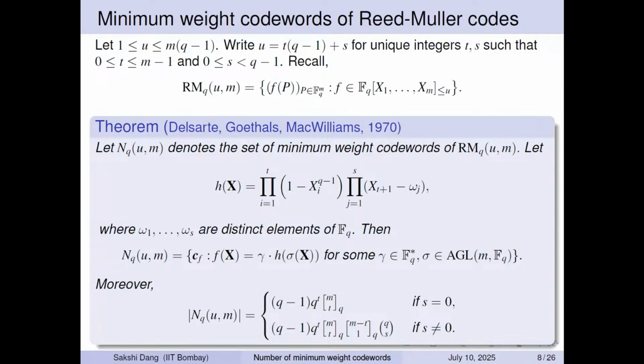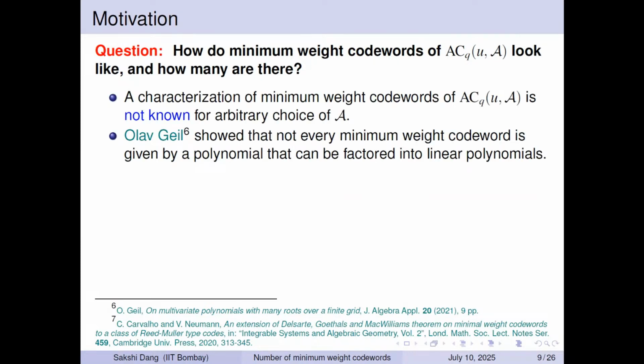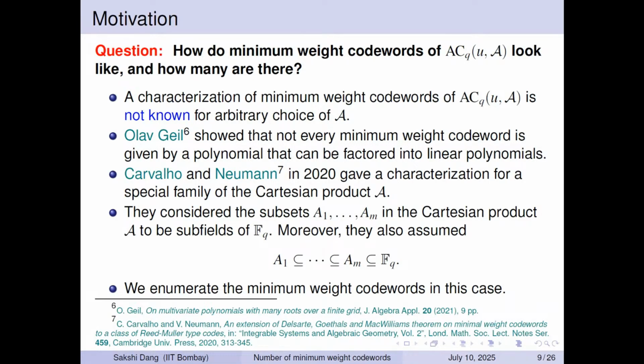So this motivated us to think about what the minimum weight codewords of affine Cartesian codes look like and how many there are. For that, we know that there is no characterization known for an arbitrary choice of the Cartesian product A, whereas Geil showed that there exist cases where it is not given by a product of linear factors. Then Carvalho and Neumann in 2020 considered a special case, both of them are present here, where they consider the sets in the Cartesian product to be subfields, and moreover they assume that these are nested subfields, that is, the first set A1 is contained in A2 and these are all subfields. So we count the number of minimum weight codewords in this case.